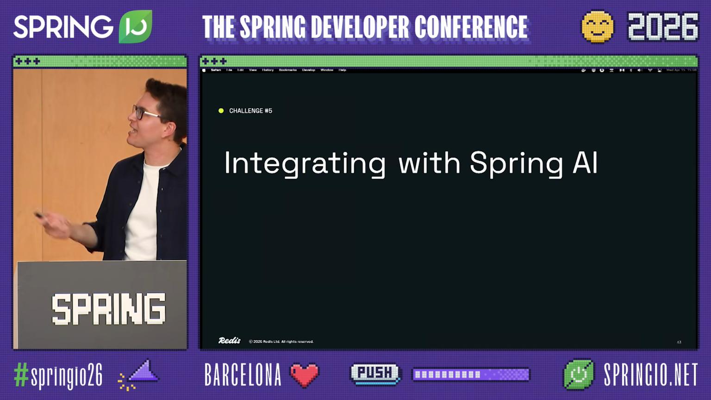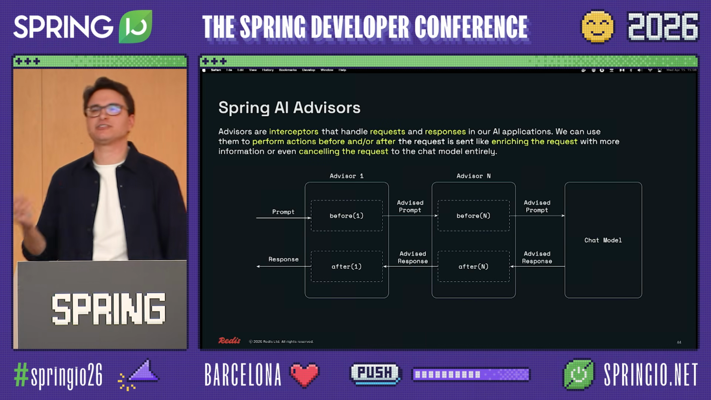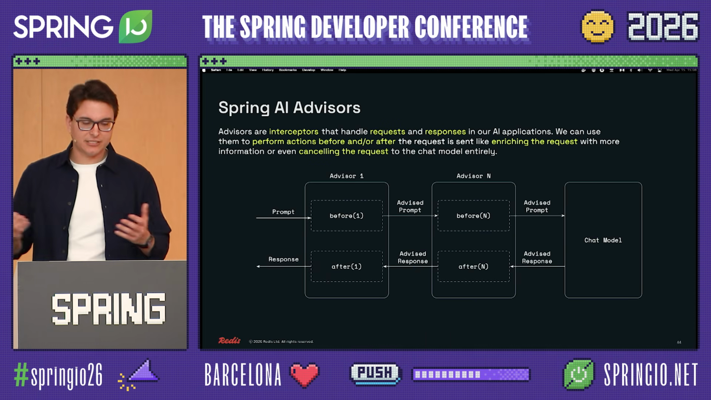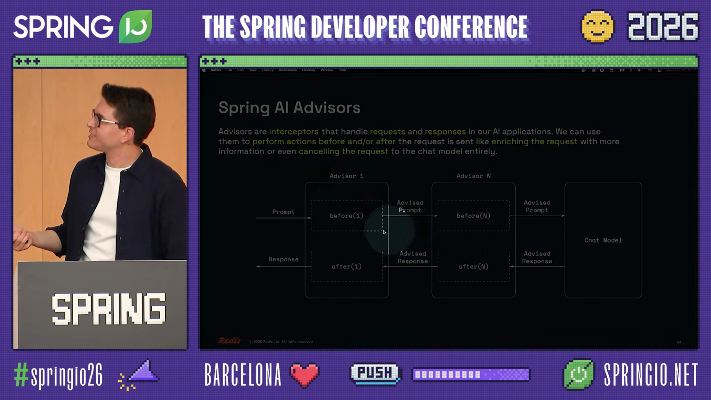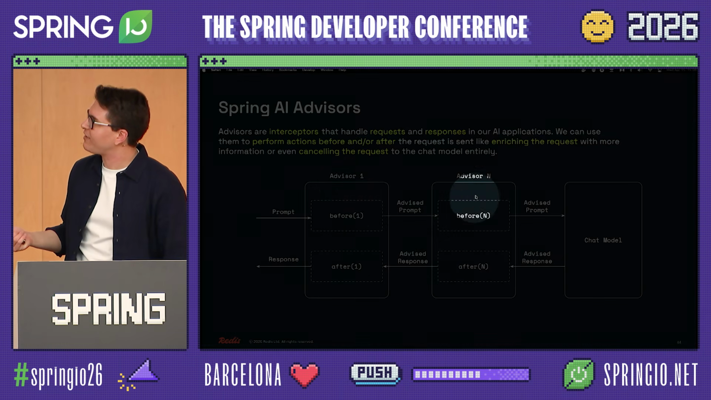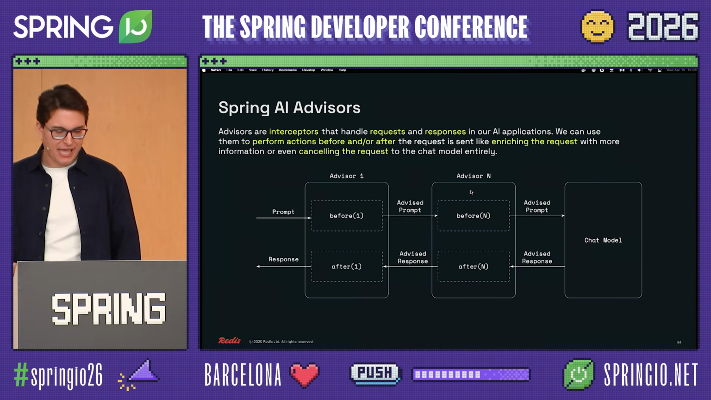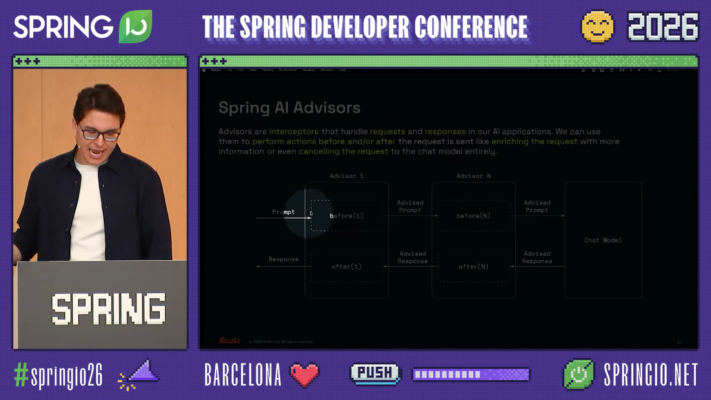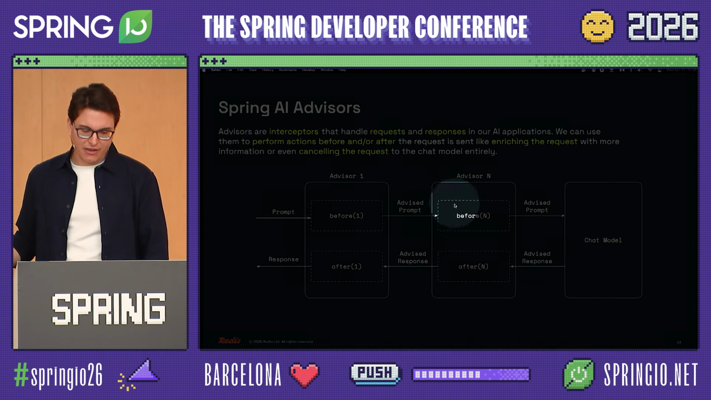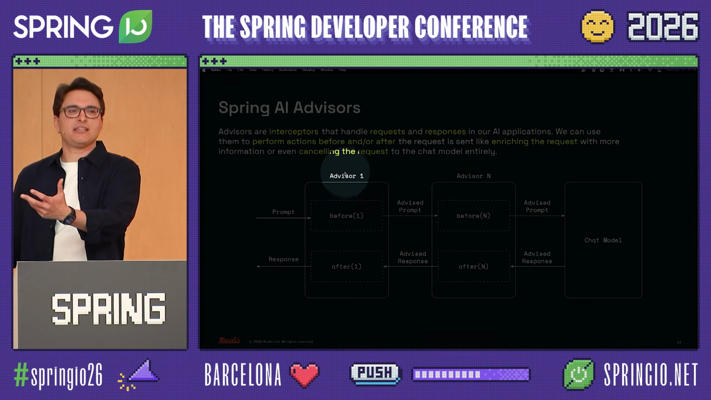But in Spring AI, we have the concept of advisors, which are basically interceptors, right? You can create multiple advisors. For example, in this case, we have advisor number 1 and advisor n. With every prompt that you send to your agentic application, it's going to be intercepted. These advisors are going to advise the prompt and do something with it. You can implement whatever you want.